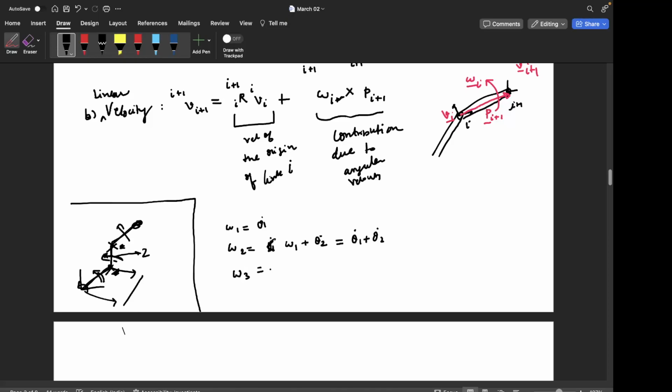And similarly omega 3 will be omega 2 plus theta dot 3, which will be equal to theta 1 dot plus theta 2 dot plus theta 3 dot, and so on.